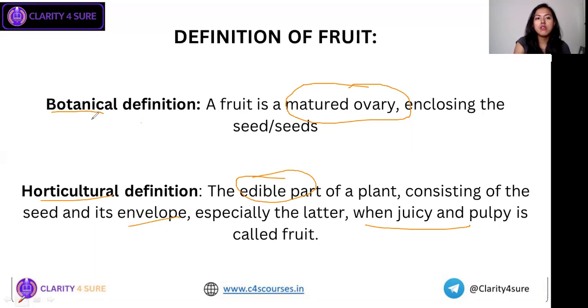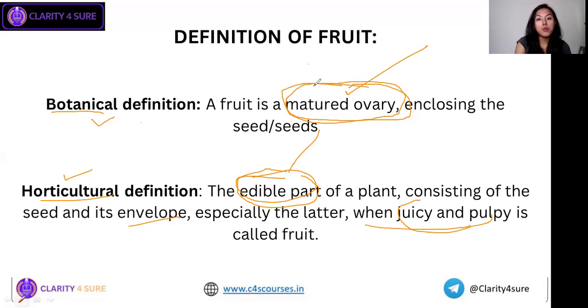So the basic difference between the botanical and horticultural classification is that in botanical classification, we are talking about the matured ovary. So fruit is a matured ovary. And in the horticultural definition, we are saying it is the edible part of the plant, which is pulpy and juicy. This edible part of the plant may or may not be derived from the matured ovary. That is where the main difference lies between the botanical and horticultural definitions of fruit.